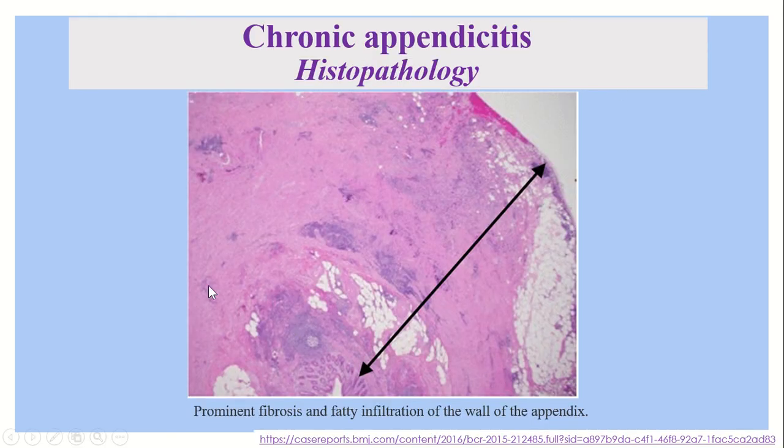And here we see the chronic appendicitis histopathology, with prominent fibrosis and fatty infiltration that we can find in the wall of the appendix.